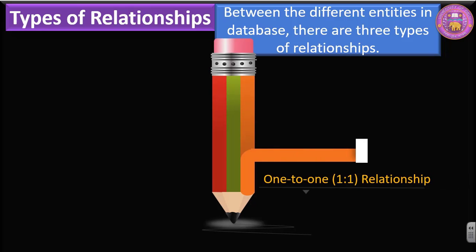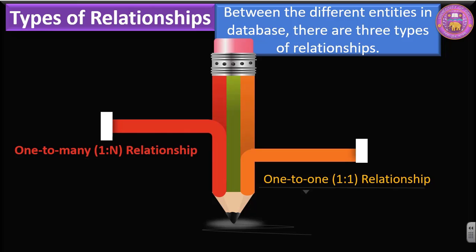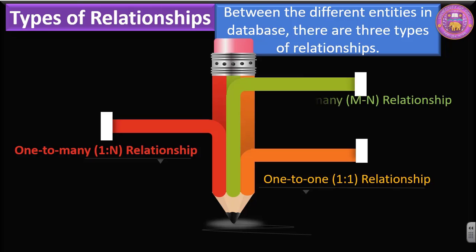The first one is one-to-one relationship. Second is one-to-many relationship. And the third one is many-to-many relationship. Let us discuss the three relationships one by one.